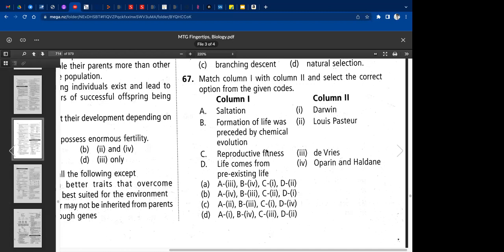C, which is reproductive fitness, of course, goes with Darwin. I think most of you know that when Darwin talked about fitness, it was always reproductive fitness. We have talked about it numerous times, correct? And then life comes from pre-existing life. D was Louis Pasteur, because he was the one who did that experiment where they heated and pasteurized meat and organic matter, and then saw that no growth was there in that organic matter. Is that clear to you, Donna? Yes, sir. So the right option is A.